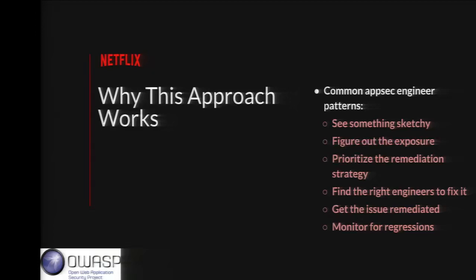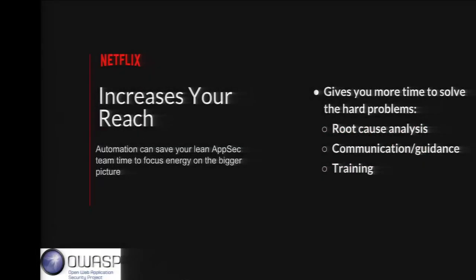If you're a large company like Netflix with a lot of engineers, it can be tricky to find the right folks to get into a room. You want to get those issues remediated, and you also want to monitor for regressions. And we see dirty laundry, aka Scumblr 2, as a way that we've tied this all together. And it really has made it a lot easier for us to focus on increasing our reach.